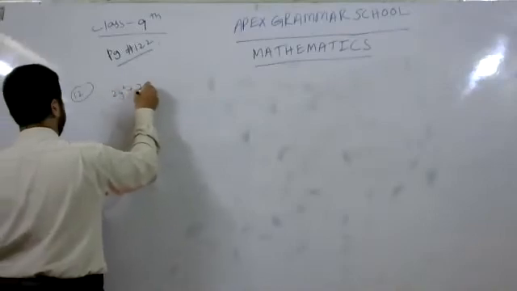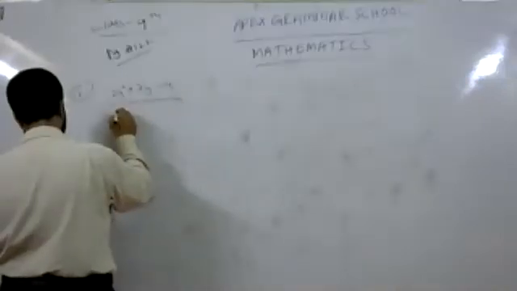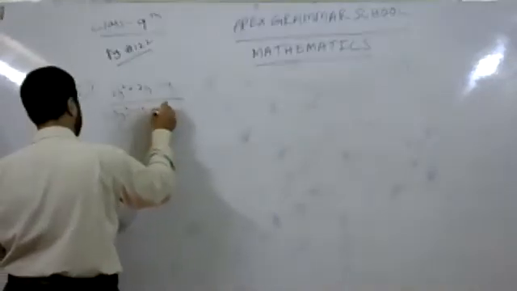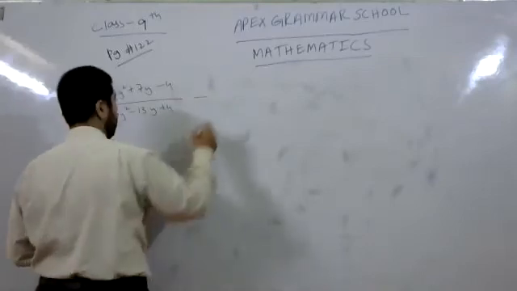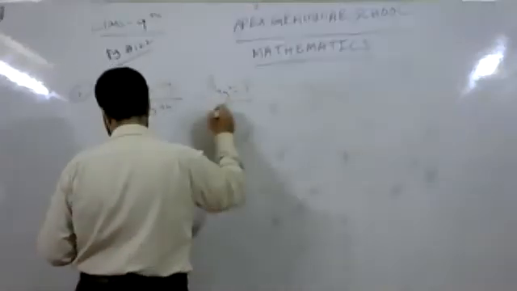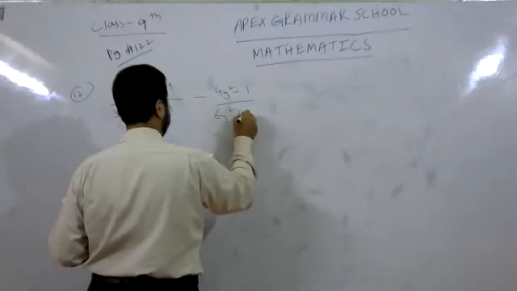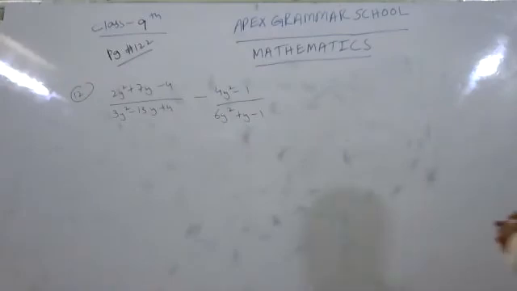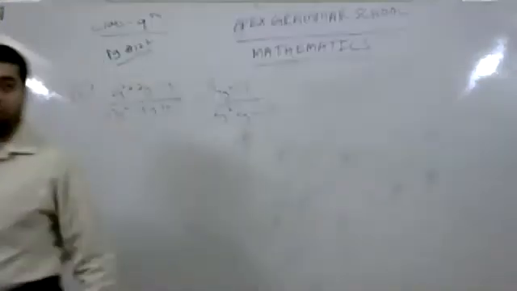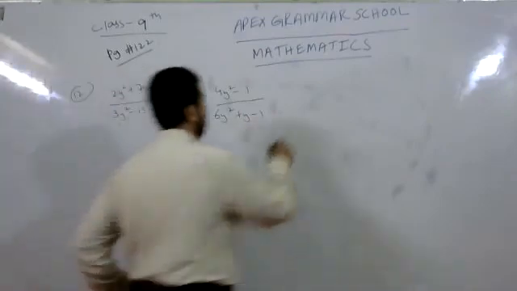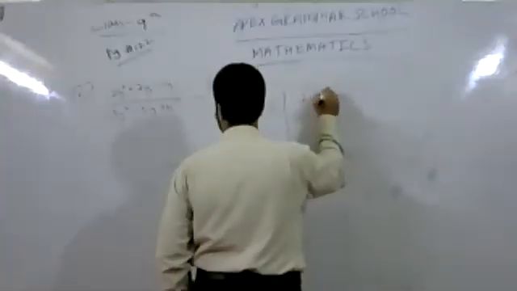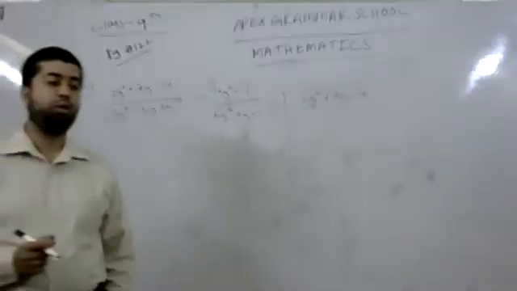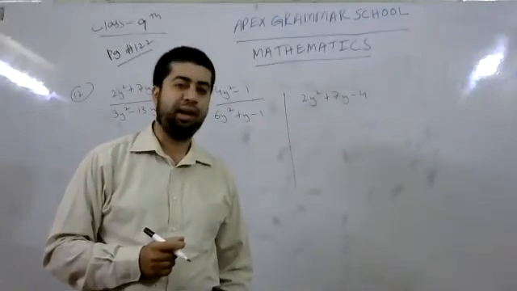2y square plus 7y minus 4 in the numerator, and in the denominator 3y square minus 13y plus 4, divided by 4y square minus 1 over 6y square plus y minus 1. Now again we need to factorize these four expressions. First of all, we have 2y square plus 7y minus 4. The difference is only that we are going to use the variable y instead of x.